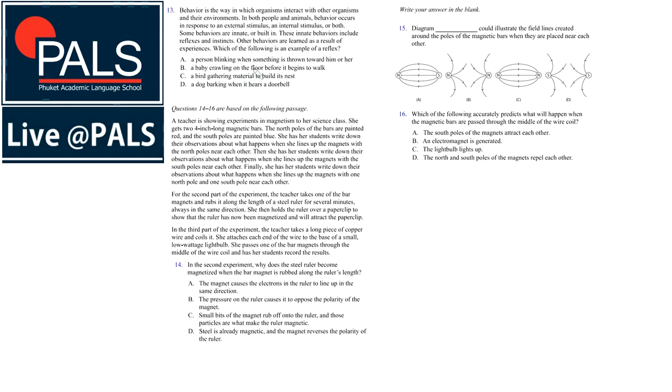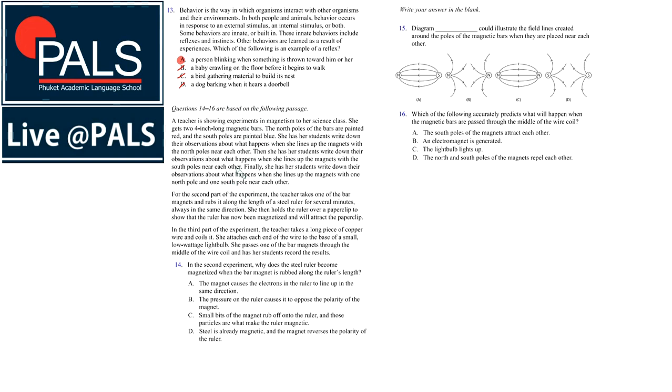So the only thing that is a reflex here is the blinking of the eye. This is something we can't really control. If something flies towards our eye, we blink. We don't learn this. It's an innate behavior. It's a reflex. The purpose of it is to protect our eyes when something flies towards it. All the others are examples of learned behavior, so therefore we can exclude them. They are not reflexes.